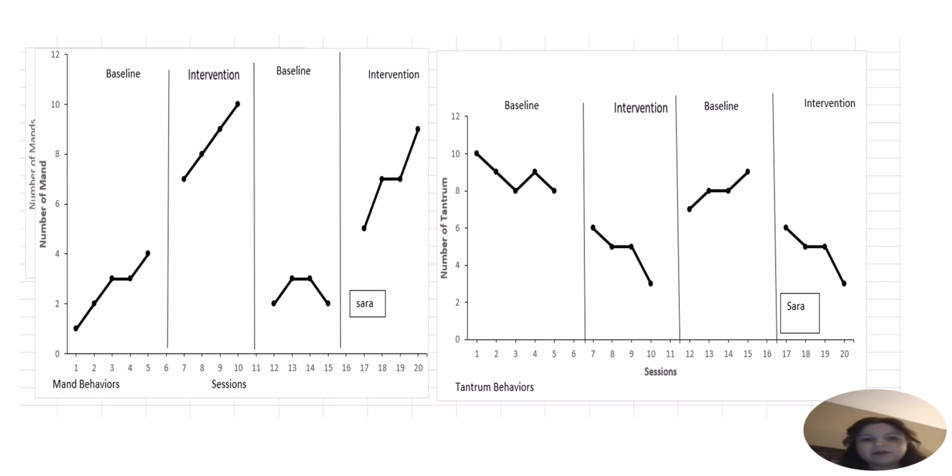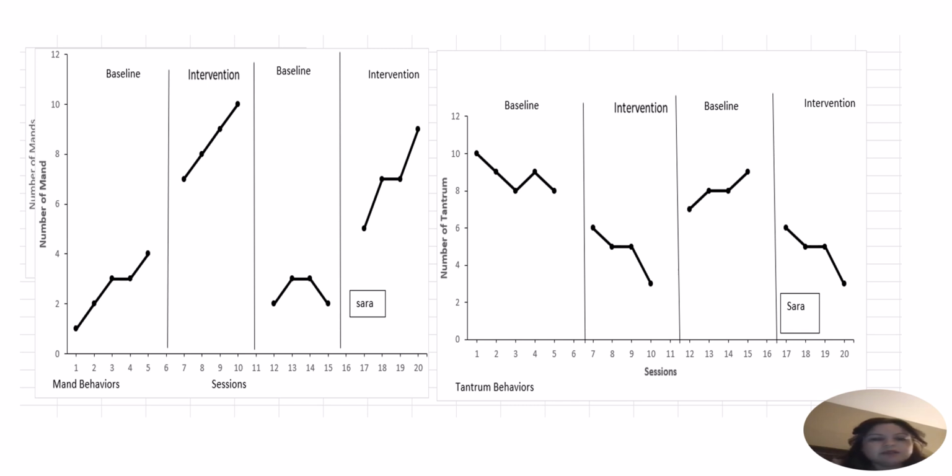The tantrum behavior, you can see it here in the first graph. In the second graph, I think it was reduced, but it's not reinforced. Over time, we faded prompts, and she became more independent.